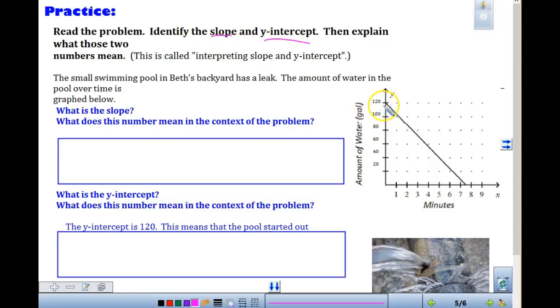looking at this graph here, can somebody tell me what's our y-intercept? How about Lily? 120. If it's this point right here. Yeah. Got 0, 120.